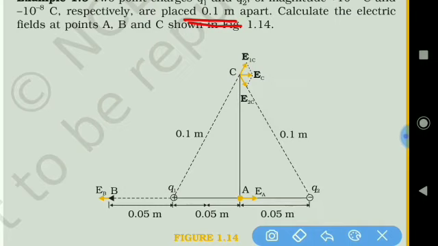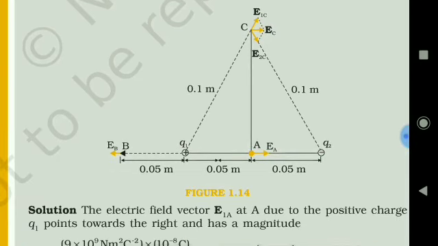Now here we are going to find the electric field due to these two charged particles at point A, at point B and at point C. We know that due to positive charge the electric field will be moving out, while due to negative charge the electric field will be towards inward.